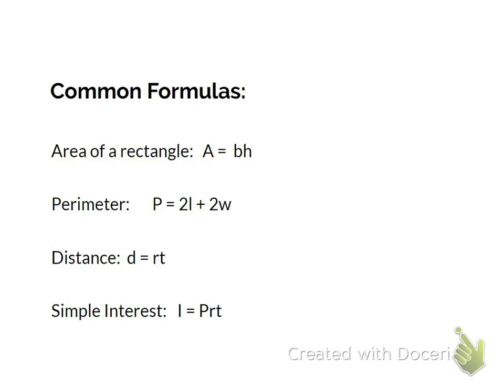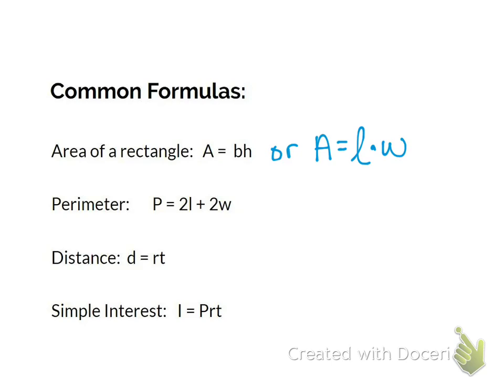A equals B times H, or sometimes you might see it. Anybody know it? Thought you might have been saying it. B times H is what they have, but there's a different one. Length times width times height. That's volume. Area is just length times width. Okay, perimeter, 2 times the length plus 2 times the width.